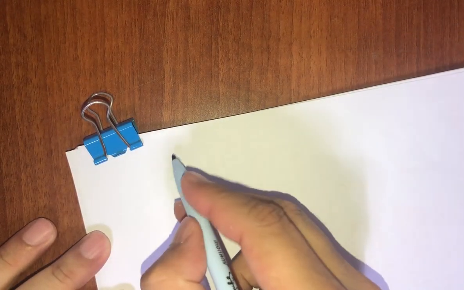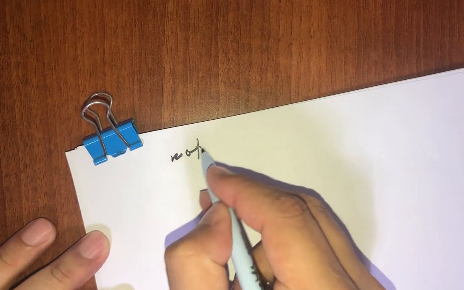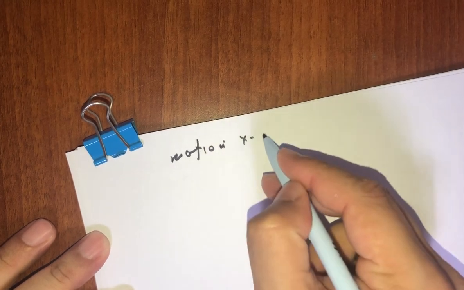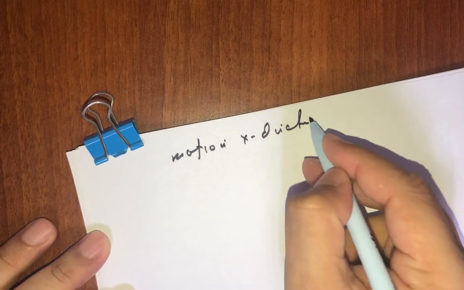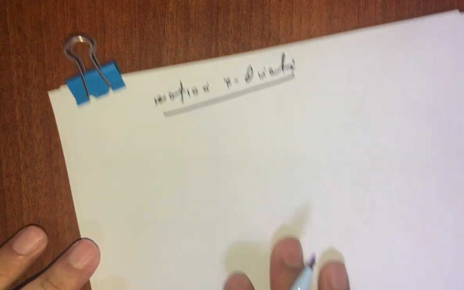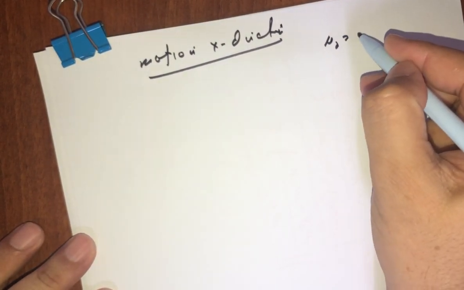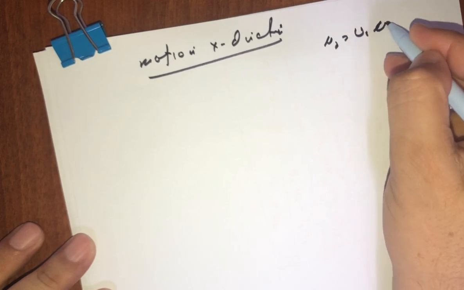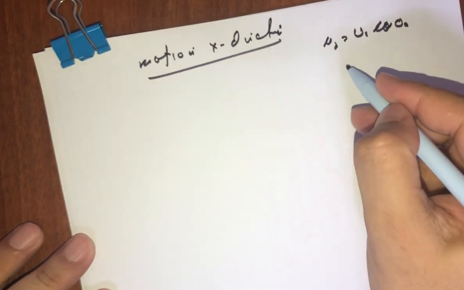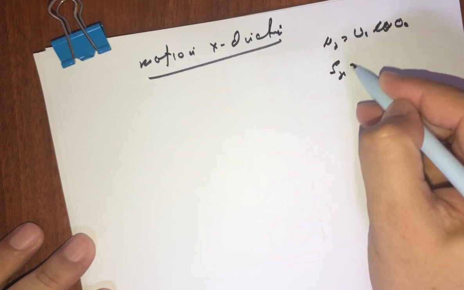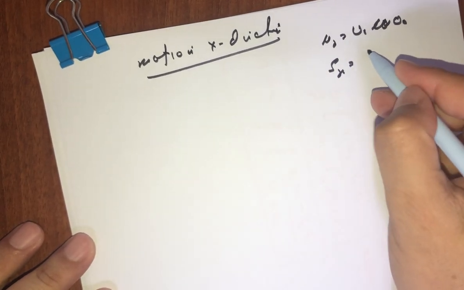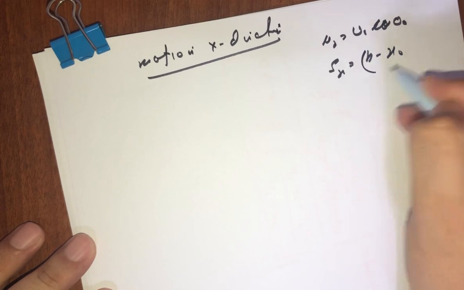Now we are going to do the motion in y direction, sorry, x direction now. So motion in x direction. Initial velocity in x direction is equal to v naught cos of theta naught, and distance in x direction is given as b minus x naught.